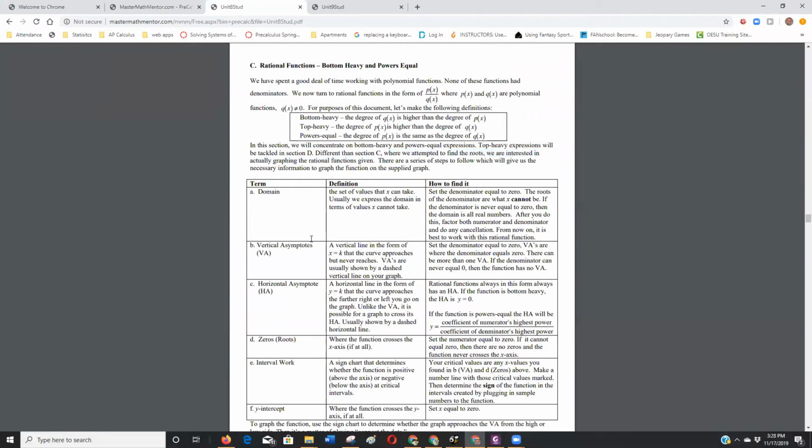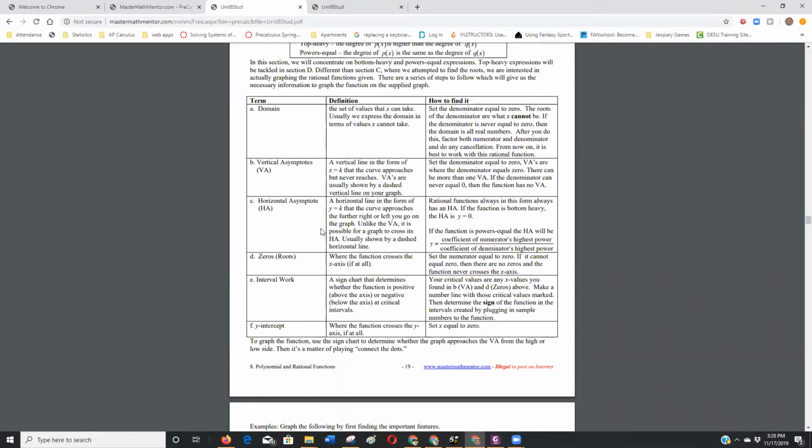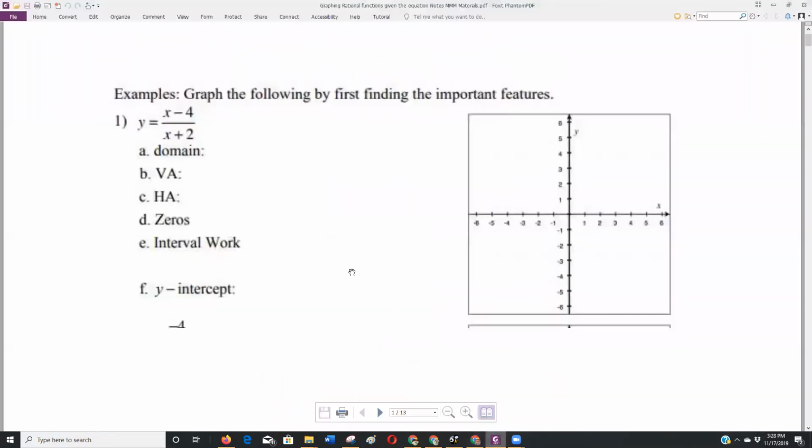You want to read that, take a look at that, and make sure you understand what bottom heavy, top heavy, and same power mean, and how that relates to horizontal asymptotes. We're not going to worry too much about the interval work. This master math mentor likes to have you do that. We know about 1 over x squared, and we'll look at something like that. Sometimes you have to. But anyways, let's jump in and do some of these questions.